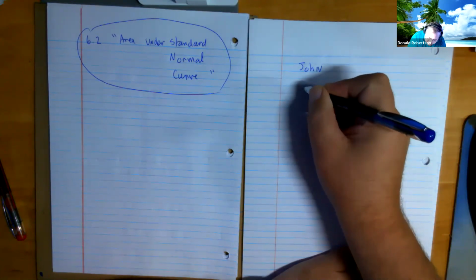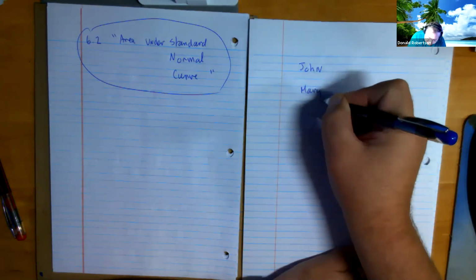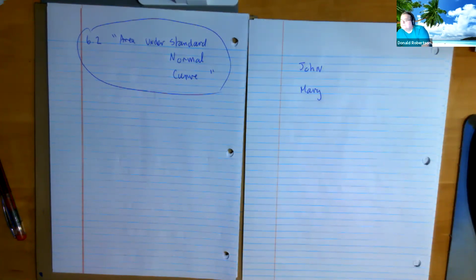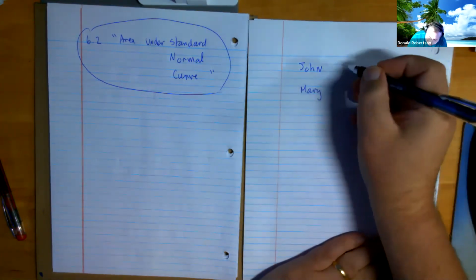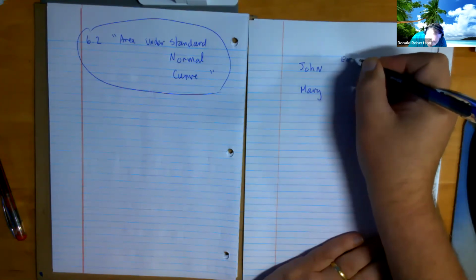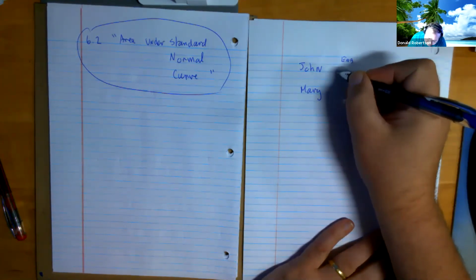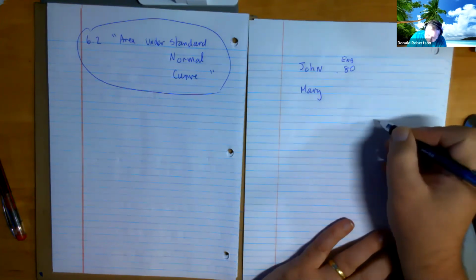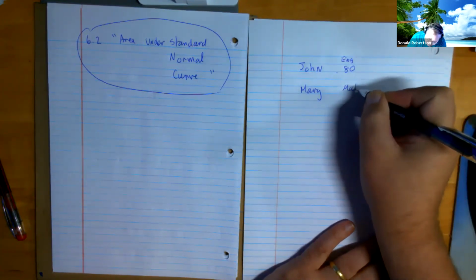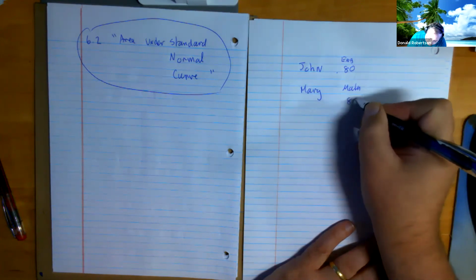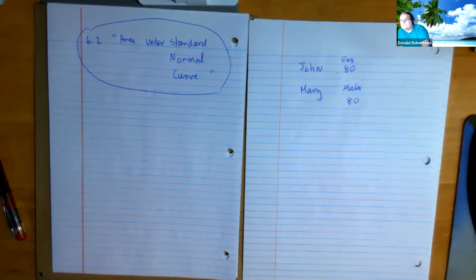John and Mary are twins. We didn't know that, but they are. John took an English exam and he got a score of 80. And Mary took a math exam and she scored 80. They were both arguing about who did best. Now, before you did statistics, you would probably say they both did equally well. They both got 80.